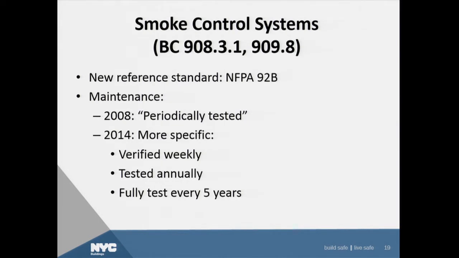Okay. So smoke control systems, now referencing 92B, that's good. We're also much more specific about when and how to maintain a smoke control system. Before it said periodically tested. What does that mean to you, periodically? When's the last time you periodically checked the filter in your air conditioner, okay? Now it's much more specific. You're going to verify weekly, and that's usually making sure the light still is on, right? Tested annually, turn that thing on, make sure it works, and fully tested every 5 years, making sure it's really operational. Okay.